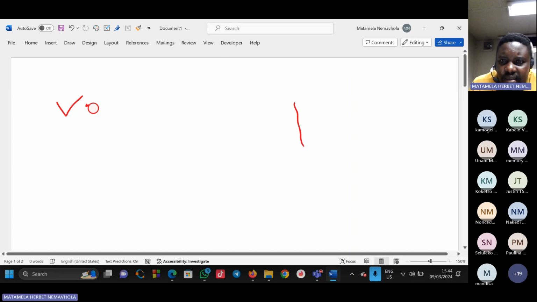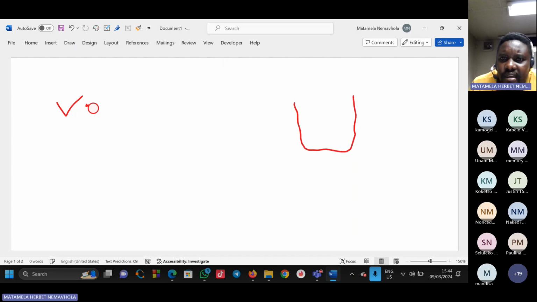This is your bucket. Then in this bucket here, you pour water inside. When you pour water, sometimes it will be half like this way. Then there is an empty space without water there. So when we want to calculate the volume, we can calculate how much water is there from there up to there. That's a volume. That's what we are talking about.